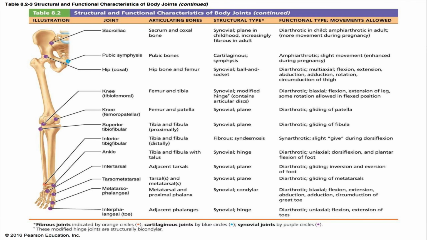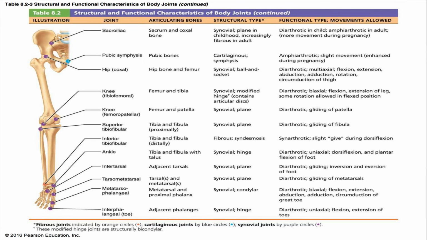Your inferior tibiofibular joint, the tibia and fibula, again, where they articulate distally, it's fibrous, a syndesmosis. It's synarthrotic. Remember, what do you have? No motion. It just gives a slight amount of give during dorsiflexion. Your ankle joint, you have your tibia and fibula with your talus, and that's the bone that's articulating with your tibia. It's a synovial joint. It's a plane joint, diarthrotic, and it allows gliding of the metatarsals.